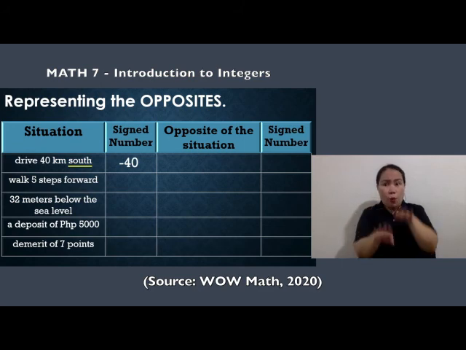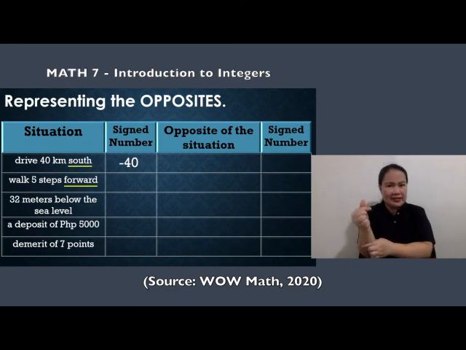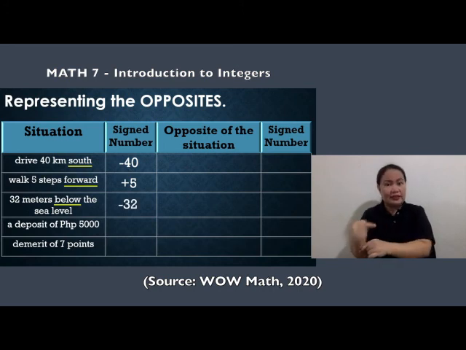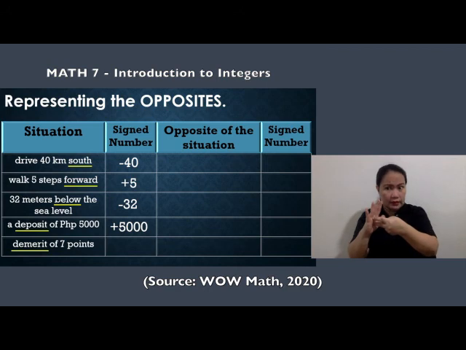Next, walk 5 steps forward. So, the word here is forward, that is positive. So, the representation is positive 5. Next is 32 meters below the sea level. So, the word here is below. So, we will have negative 32. Next, a deposit of 5,000 pesos. So, the word here is deposit. So, we will have positive 5,000. And then demerit of 7 points. We all know that demerit is another synonym to deduction. Okay? So, demerit is negative, and that is negative 7.